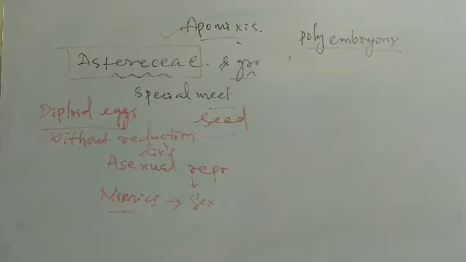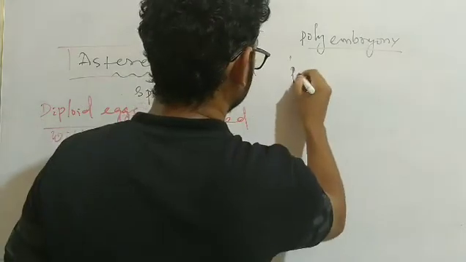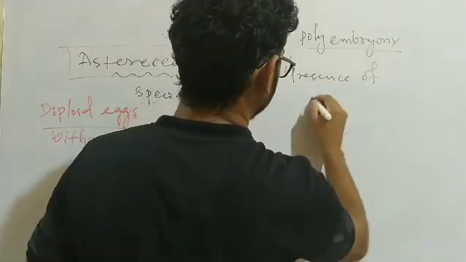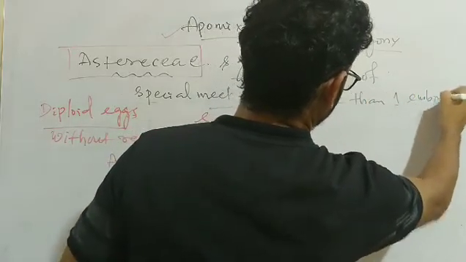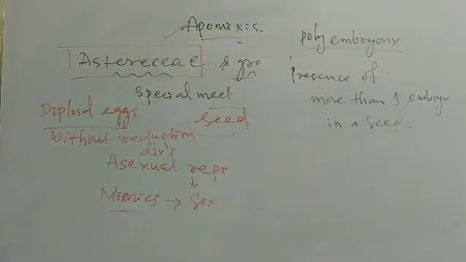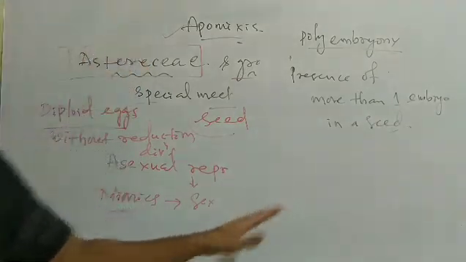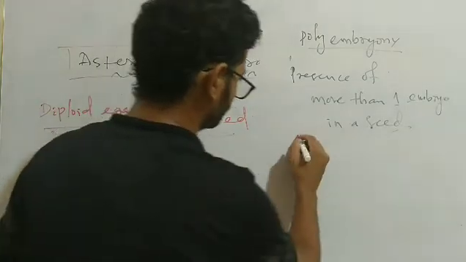In case of polyembryony, what will happen? Presence of more than one embryo in a seed. In a single seed, more than one embryo is present. It is called polyembryony, and it was first discovered by Leeuwenhoek in the year 1719.